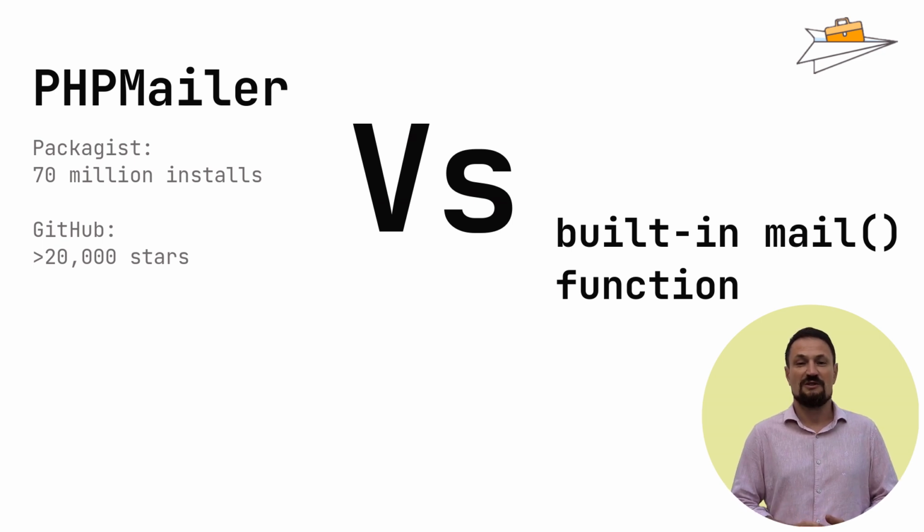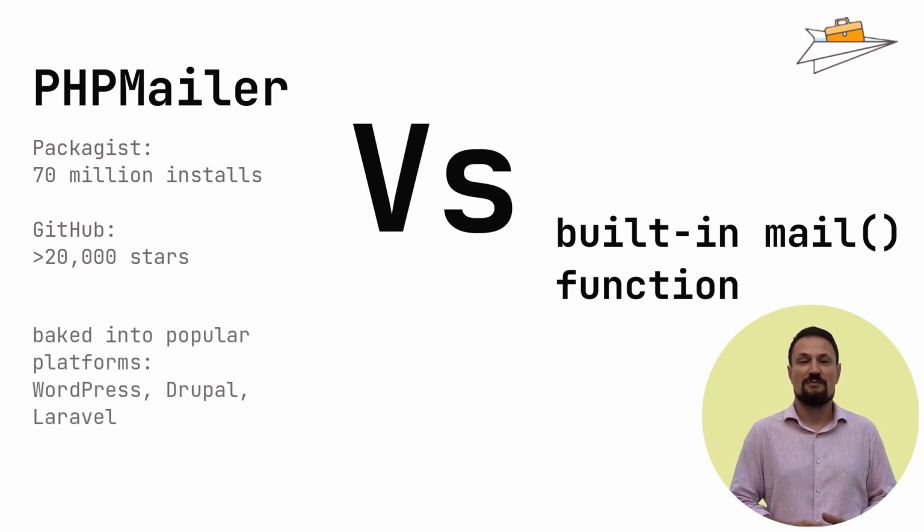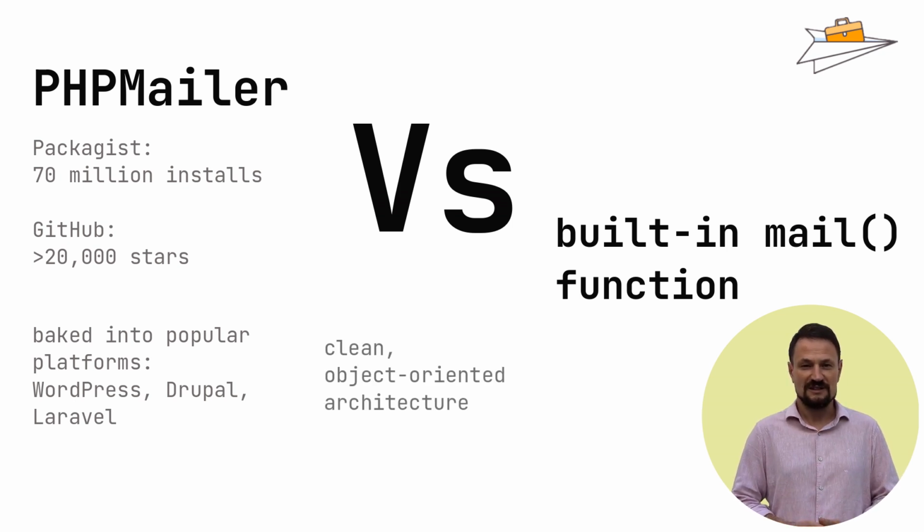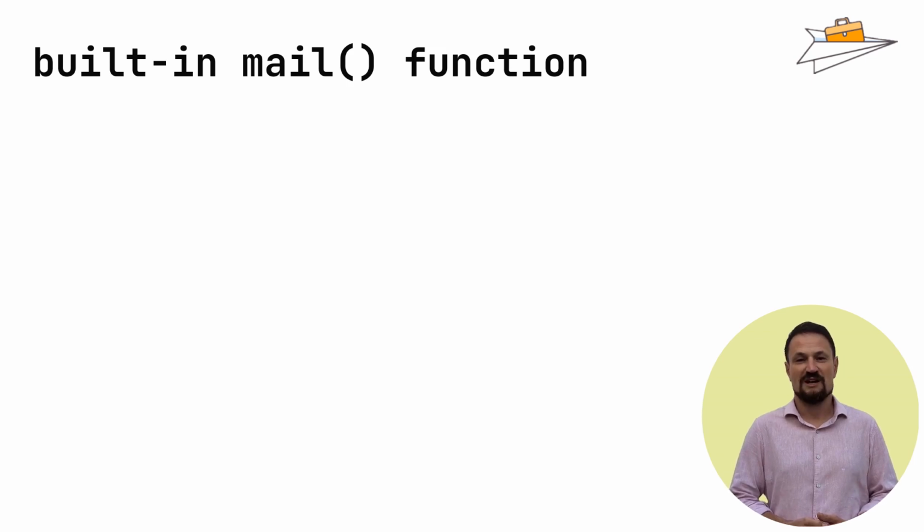You'll also find it baked into popular platforms like WordPress, Drupal, and Laravel, which shows just how trusted it is in the PHP ecosystem. What makes PHPMailer special is its clean, object-oriented architecture. It handles for you all the details of email formatting, including HTML content, file attachments, SMTP authentication, and more. So why do developers prefer PHPMailer over PHP's native mail function?